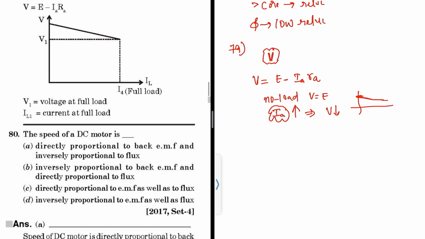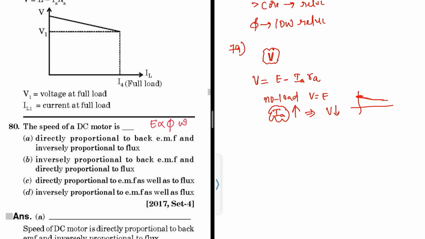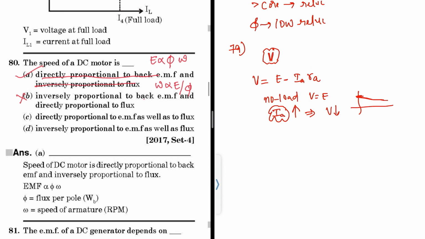The speed of the DC motor, you know E is proportional to phi into omega, right? So you can say speed is directly proportional to back EMF and inversely proportional to flux. So inversely proportional to back EMF, this is wrong. Directly proportional to back EMF and inversely proportional to flux, this is right.